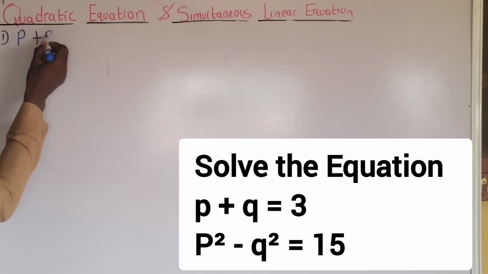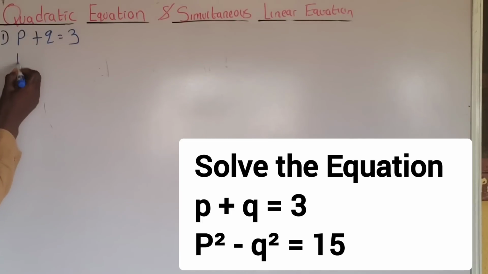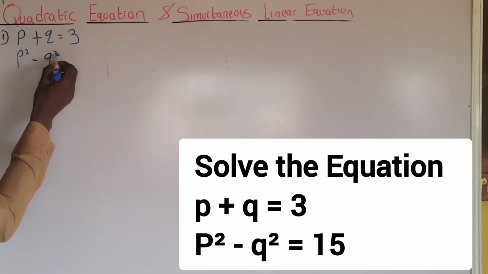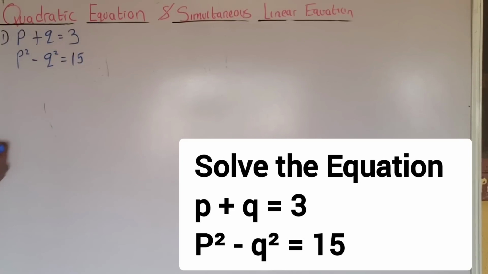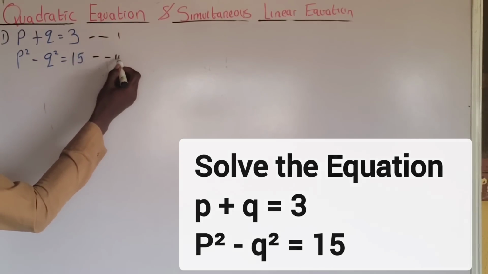p plus q equals 3 and p squared minus q squared equals 15. I'm going to use two methods to solve this question. Now, I want you to pay attention in dealing with this question. Using the first method, let's call this equation 1 and this equation 2.